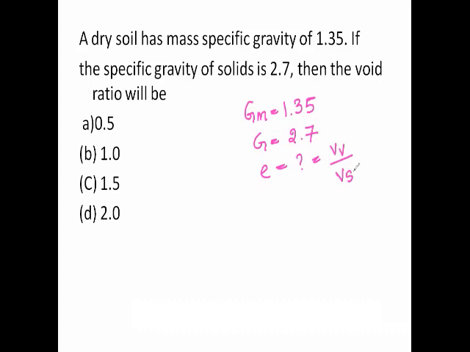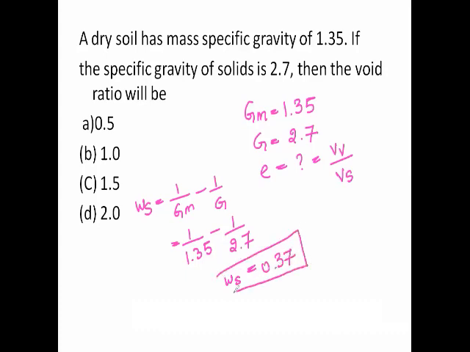I'm using the shrinkage limit concept. The shrinkage limit is equal to 1 by Gm minus 1 by G. If you use this, that is 1 divided by 1.35 minus 1 divided by 2.7 for the given problem, what is the shrinkage limit you are getting? The shrinkage limit is nothing but 37%, that is 0.37.